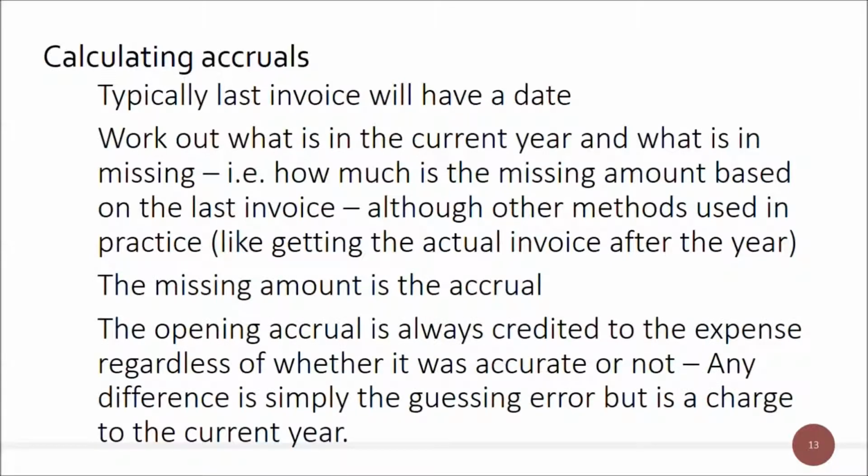Now in the following period, the opening accrual is always credited to the expense, regardless of whether that opening accrual was accurate or not. A bit easier with prepayments. Prepayments are typically very accurate. Accruals can be a bit of a guess because you haven't received the invoice in.